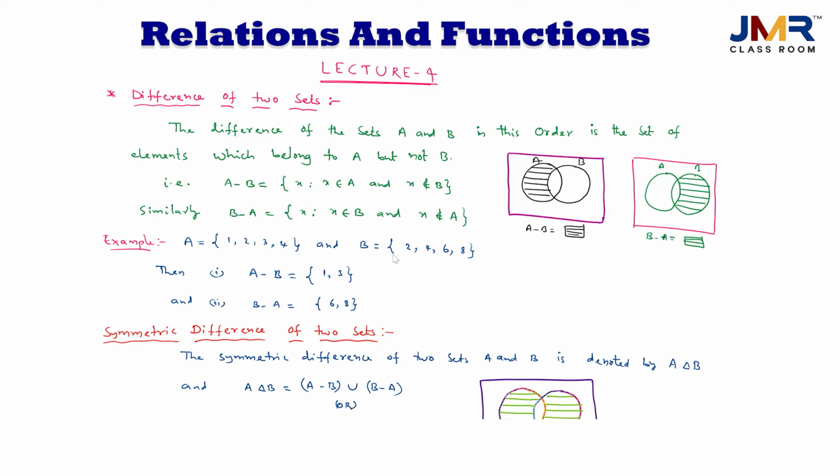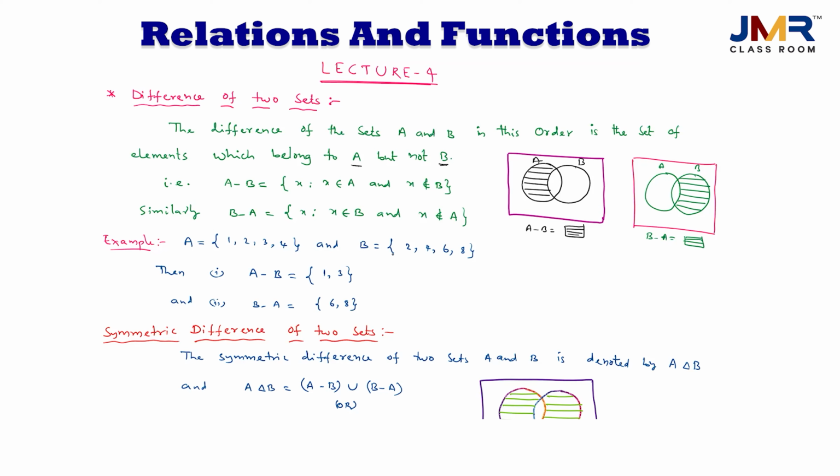Let's start the session. Now, what is difference of two sets? How to find difference of two sets? Difference of two sets means, for example, in the real numbers, difference of 3 and 2, we mean that 3 minus 2, that is 1. Similarly, how to operate difference of two sets in set theory. The difference of two sets A and B in this order is the set of elements which belong to A but not B. That is denoted by A minus B.